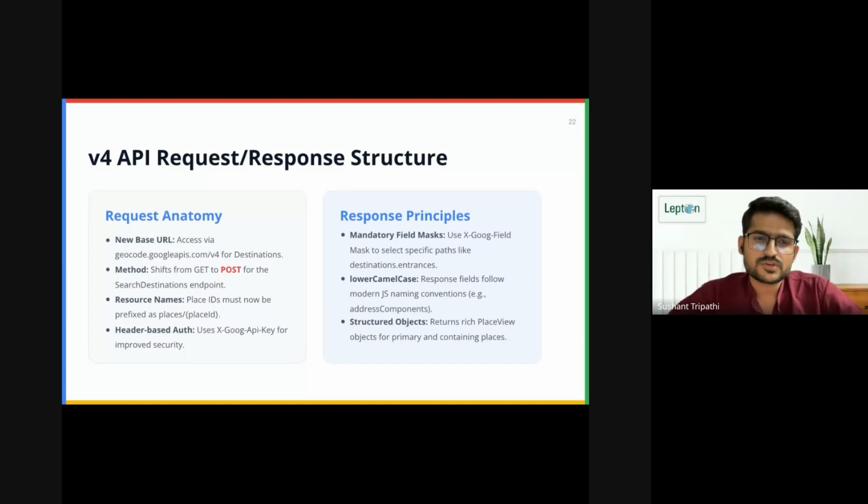And if I talk more about the structured object, V3 had very little data. For example, it only had the formatted address. It had just lat long, just one navigation point maximum. But in V4, it has multiple navigation points, multiple sub-destinations, and everything.